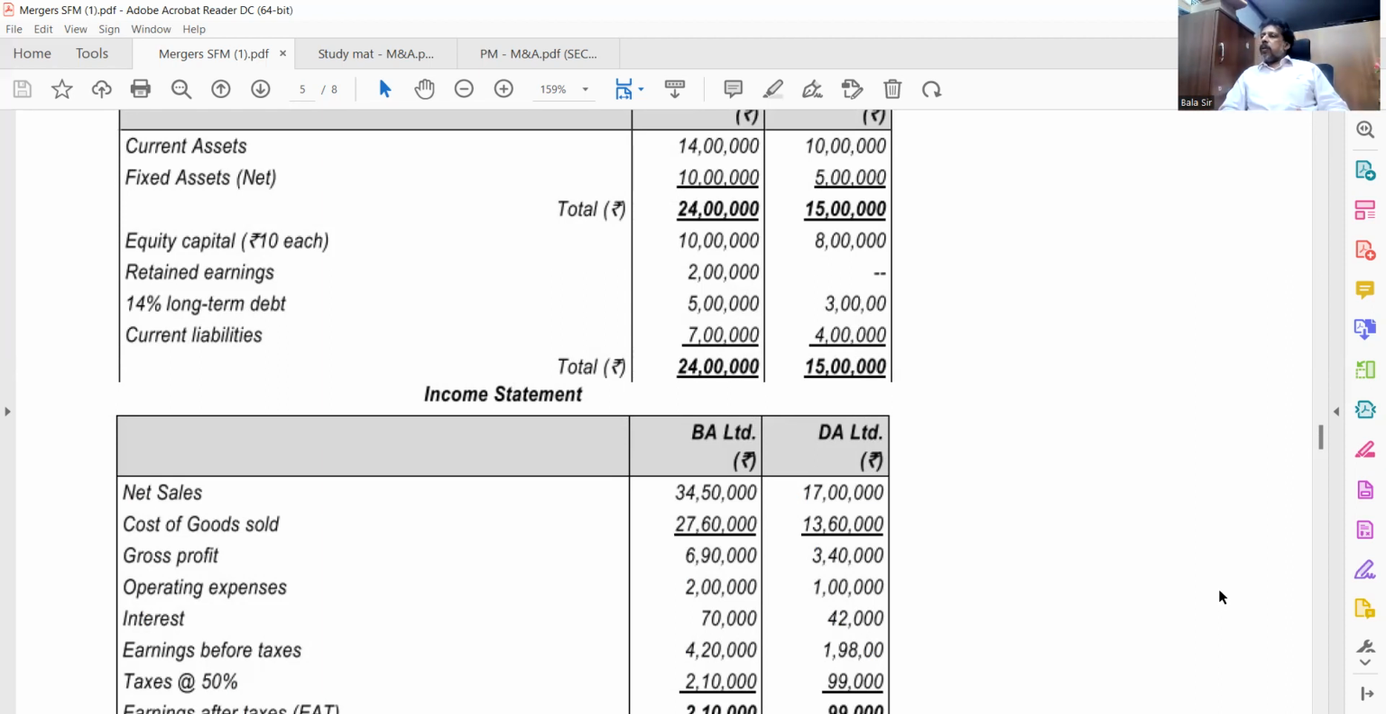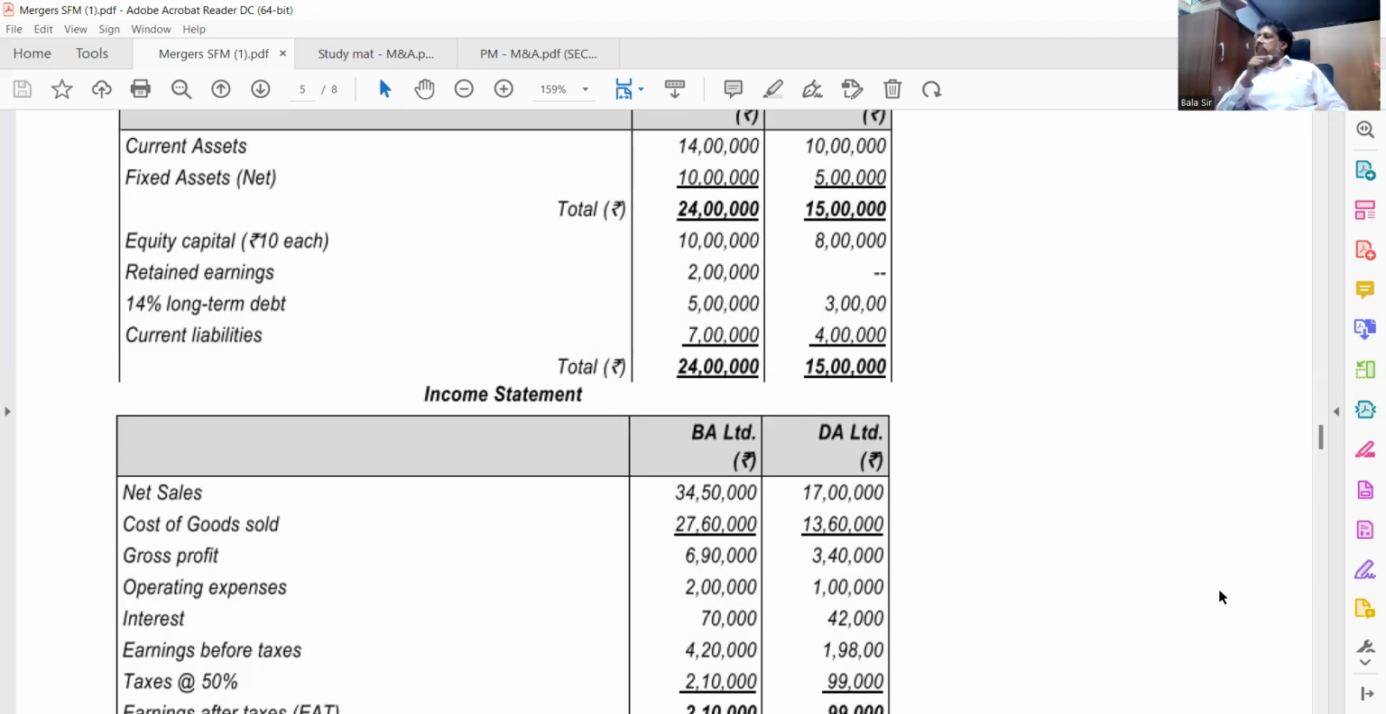Now what is 2 lakh and 10,000 divided by 12 lakh rupees into 100? And that is your return on equity, 17.5%. That's the return on equity funds. And there is one more question. Also find the book value per share.